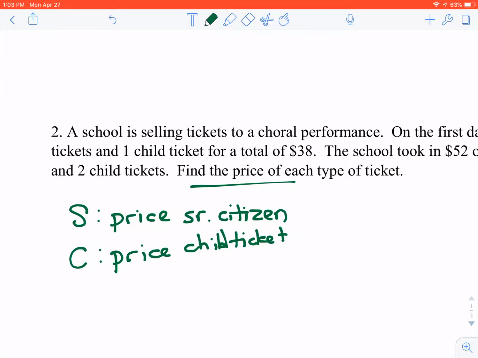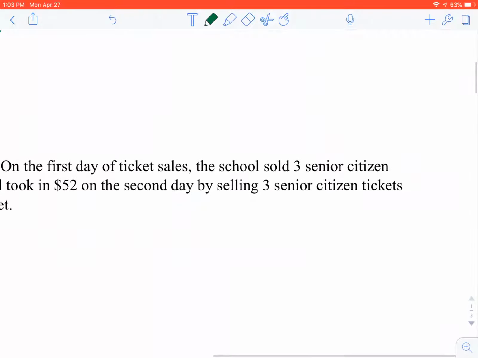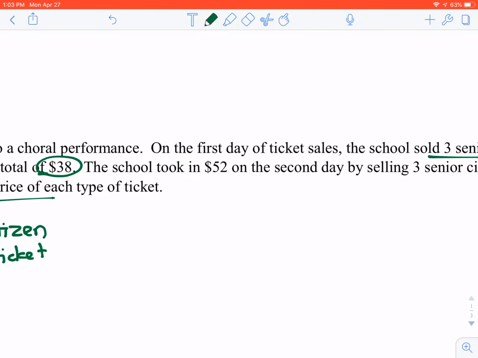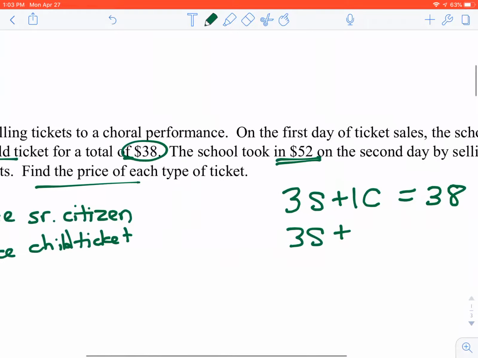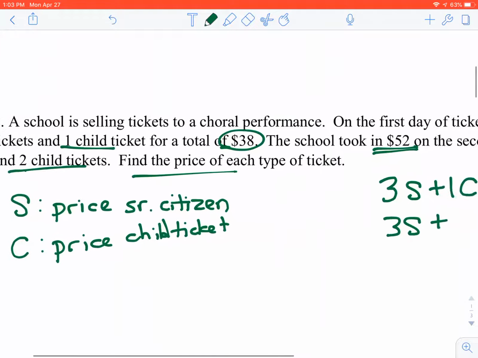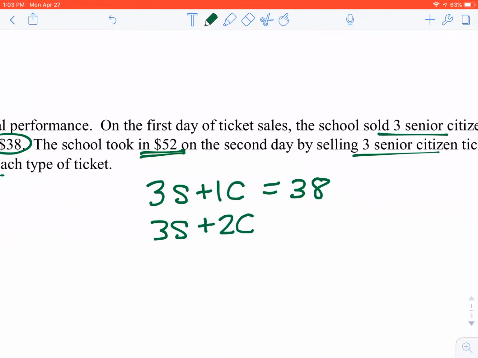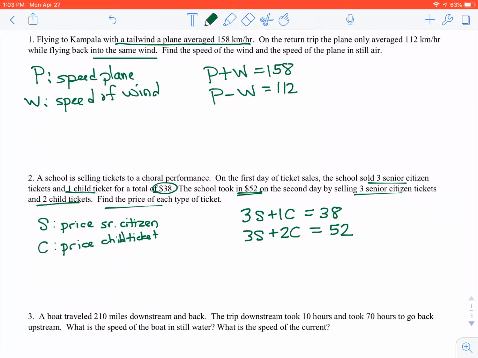Okay, so the first day they had $38. They had 3 senior citizen tickets and 1 child ticket, and that gave them $38. The second day they had $52, 3 senior citizen tickets again, and 2 child tickets. And that made a total of $52. So those are the 2 equations that I would use to set it up.